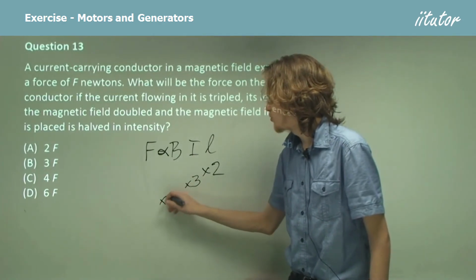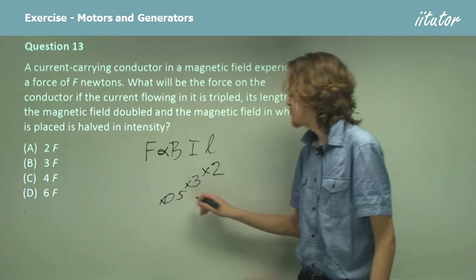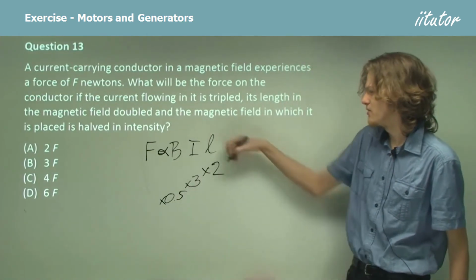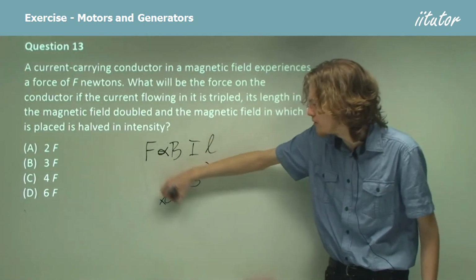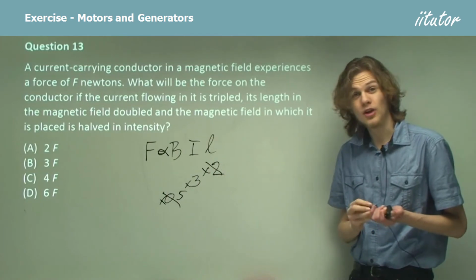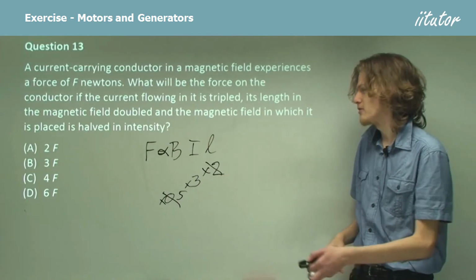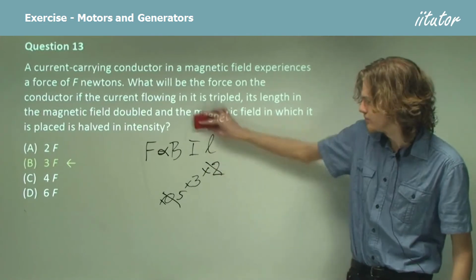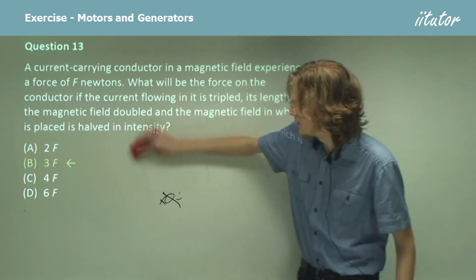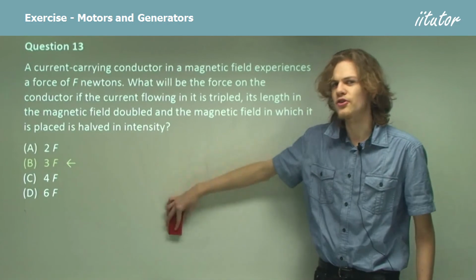So we take all these multipliers and we multiply them together. And it's fairly easy to see that the times 2 will cancel out the times a half. So we're left with times 3. That means the new force will be 3 times greater, and our answer is 3F. These sort of questions are pretty easy to do once you know how.